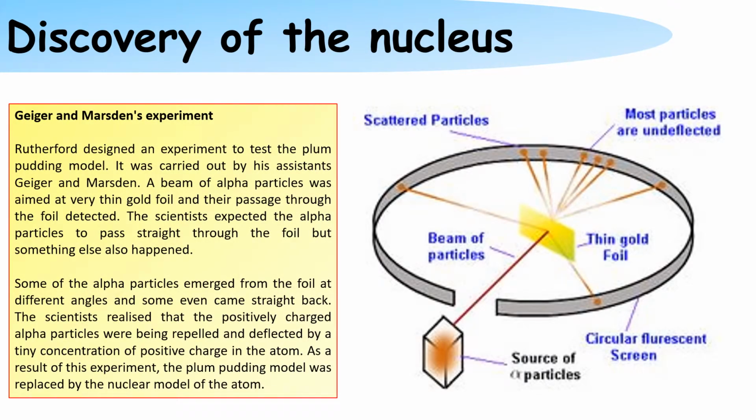Rutherford designed an experiment to test the Plum pudding model. The Plum pudding model stated that an atom was made up of positive and negative bits randomly scattered around in a spherical manner. It was carried out with the assistance of Geiger and Marsden. A beam of alpha particles was aimed at a very thin gold foil, and their passage through the foil was detected. The scientists expected that the alpha particles would pass straight through the foil, but sometimes various other things happened.